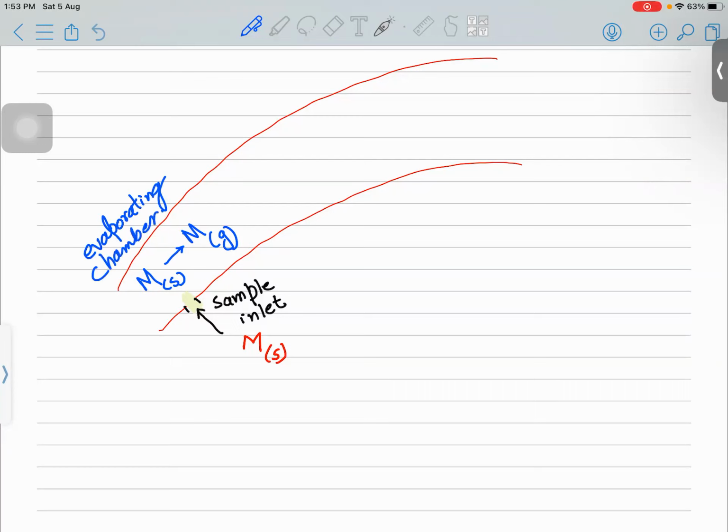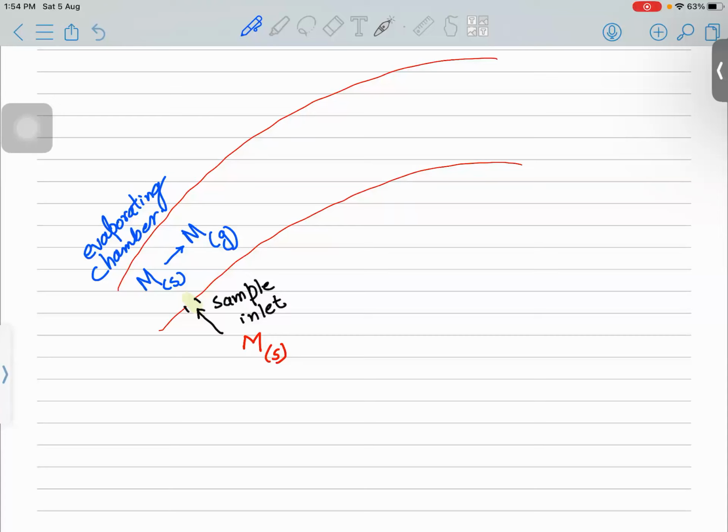Are you getting my point or not? For example, if you have water, water is liquid. When you inject water in it, first water converts into gas. So a gaseous sample is required. Are you getting my point or not? Yes, sir. I'm getting your point.